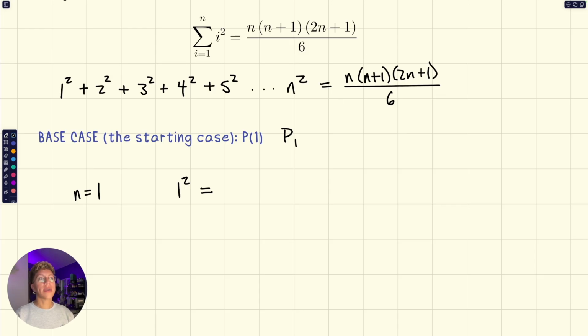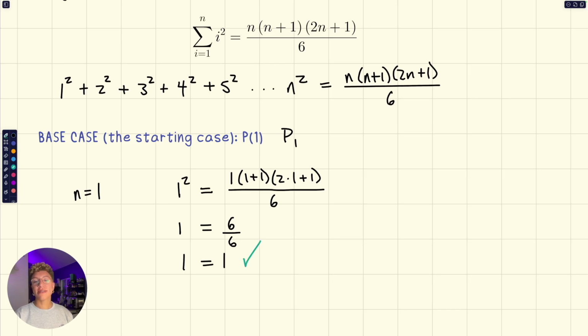where n is 1. So we get 1 times 1 plus 1 times 2 times 1 plus 1, and all that over 6. So if we simplify down, we get 1 squared is 1, and on the top we get 1 times 2 times 3, which is 6. We get 6 over 6. So 1 is equal to 1. And so just like that, we have the proof for our base case. As always, this one's going to be really quick and simple. All right, let's move to our general case.